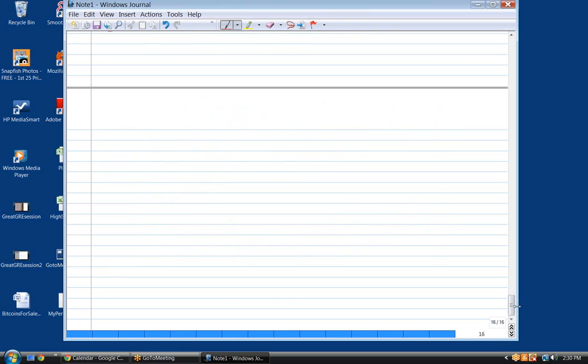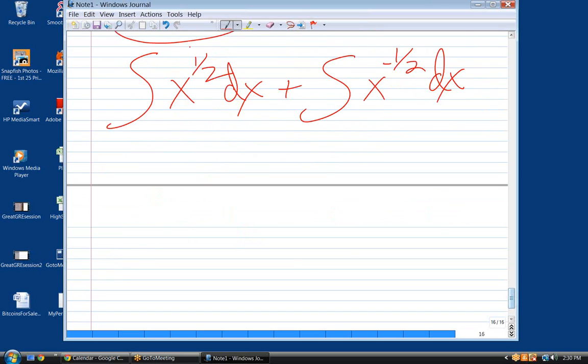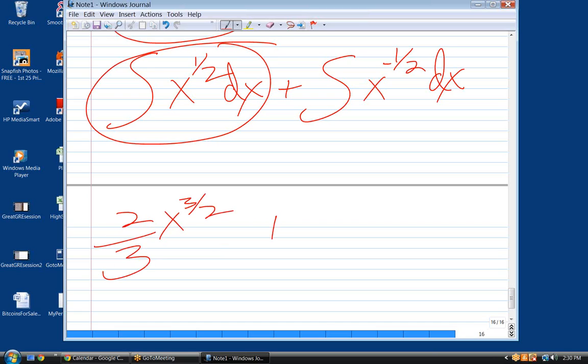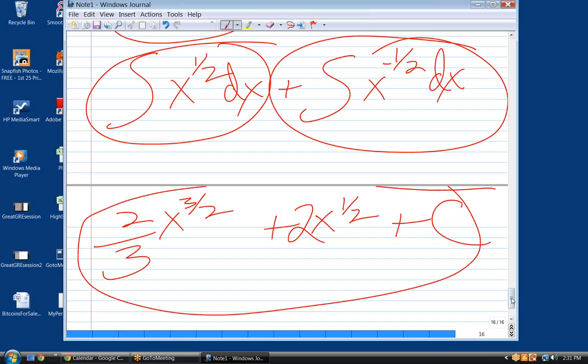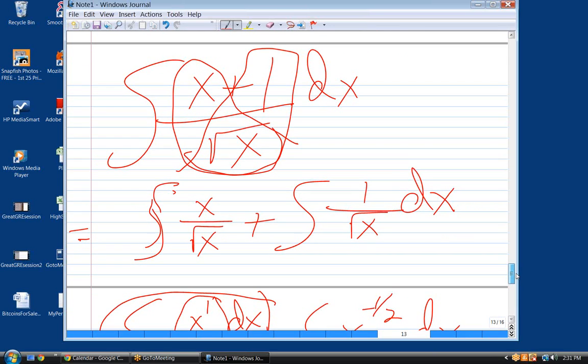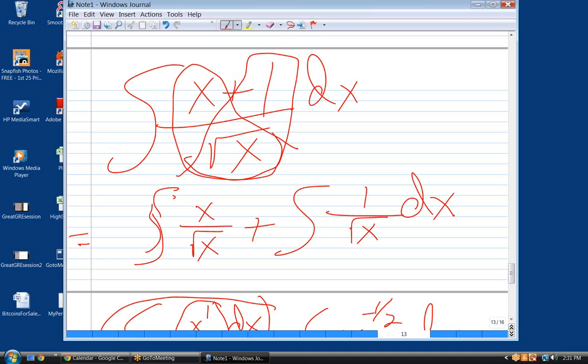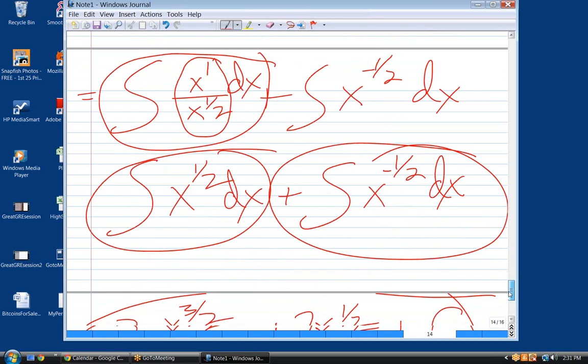Well, notice that each of these can be integrated quite easily. What's the integral of this equal to? The integral of x to the 1/2 is just x to the 3/2 over 3/2. And the integral of this one? It is x to the 1/2 over 1/2. So there's your answer. In other words, by splitting it into two integrals instead of one, I was able to apply the power rule and come up with the answer quite easily.